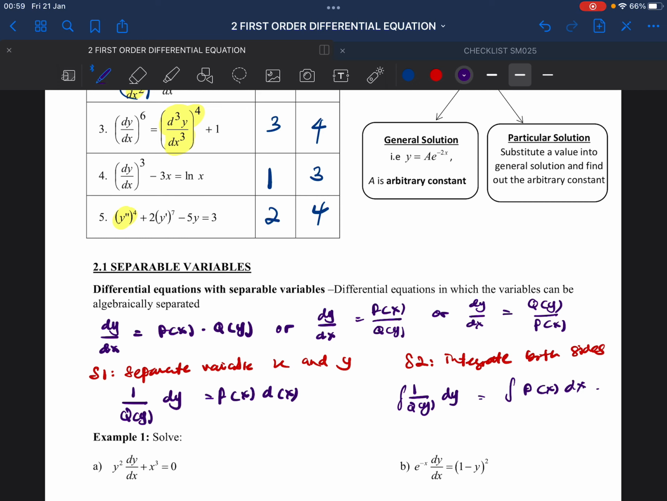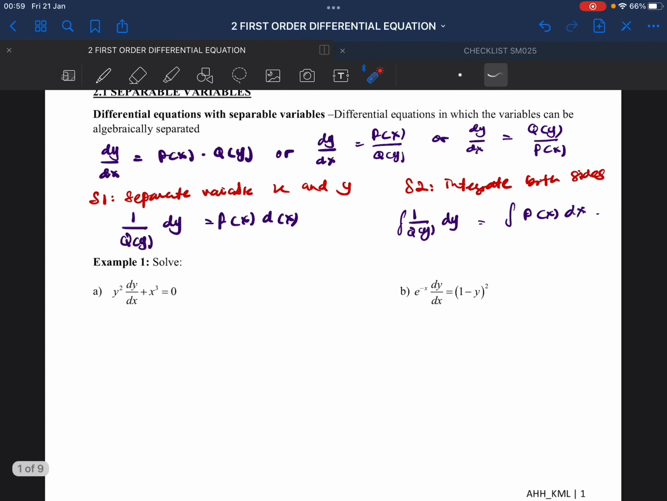Okay, alright, so first step, you have to separate variable x and y. Let's say if you have this as your equation, so darab sahaja lah. Okay, so the first step, separate x and y. The second step, just integrate both sides.